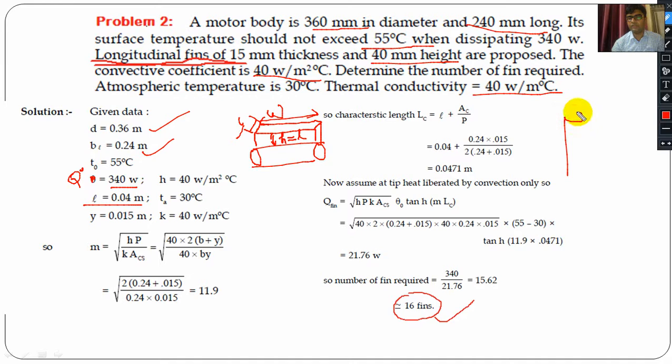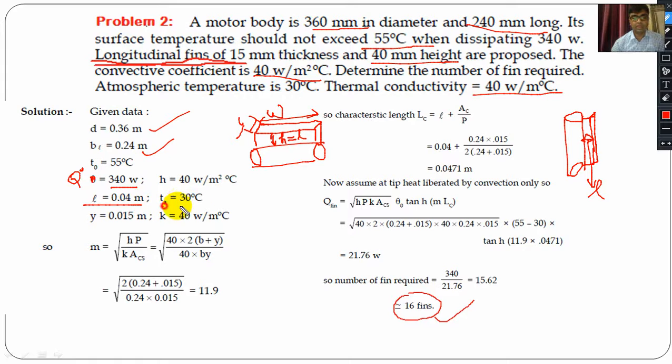Now if you observe, if you just take it in vertical condition, everything is clear to you. This is the fin. The diagram is not very clear. So this is the length of the fin, because height is considered as the length of the fin. So the length of the fin is 0.04 meter.